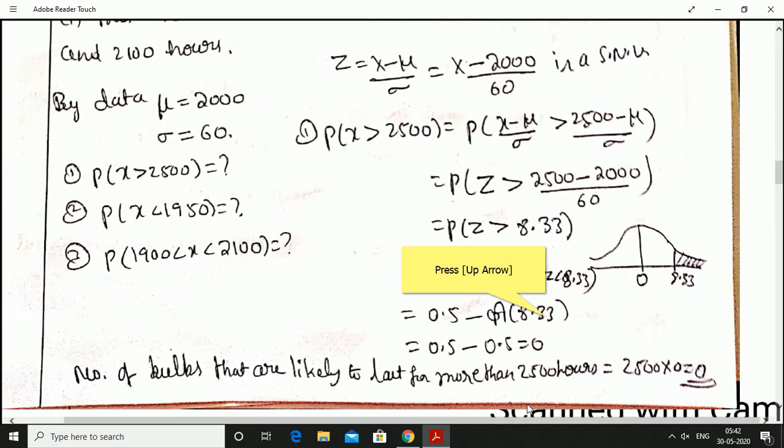And from the table, A of 8.33 is 0.5. 0.5 minus 0.5 is 0. So the number of bulbs that are likely to last for more than 2500 hours is 2500 into 0, which is equal to 0. Look at this. How to find the area for 8.33 with the help of the normal table?